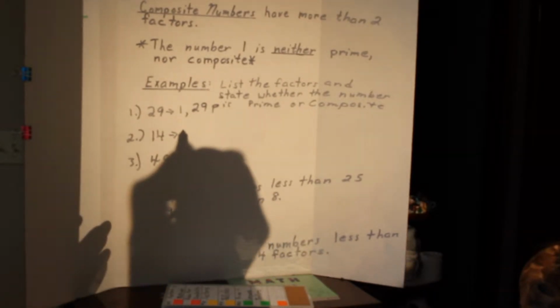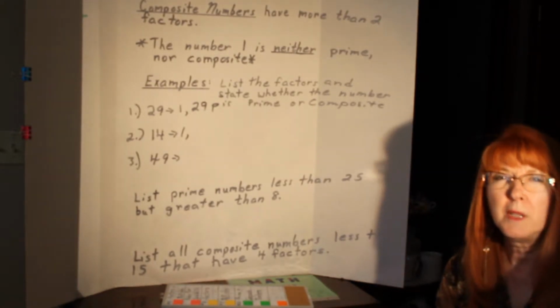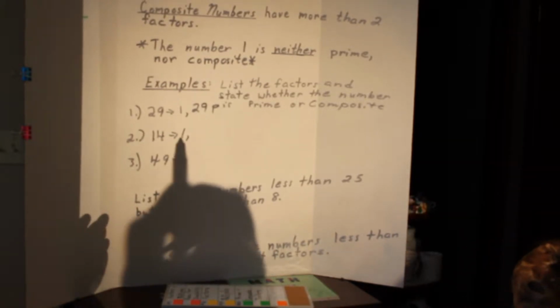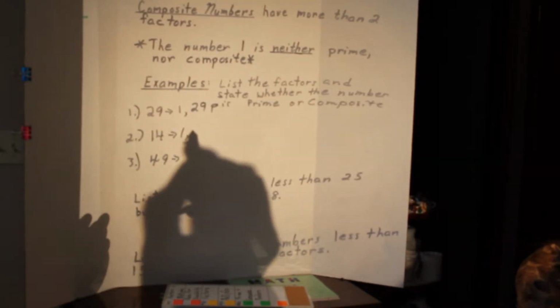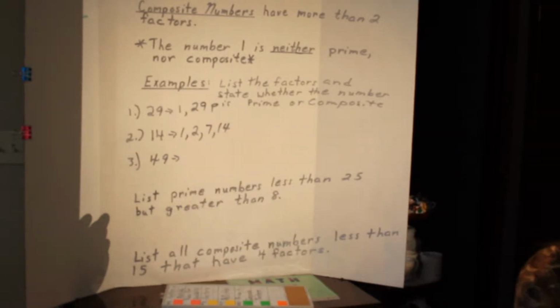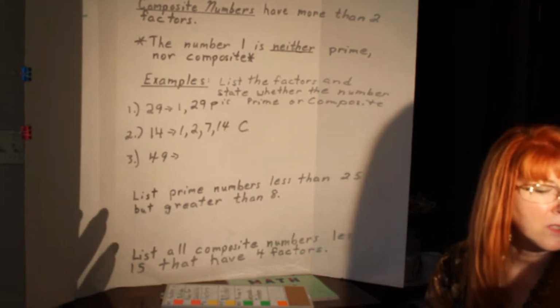14. 1 for sure. Again, we've got those arrows. Don't put an equal sign because these numbers are not going to equal 14. 1, 2 times 7 will work, and 14. So this one's a composite number. It has more than two factors.